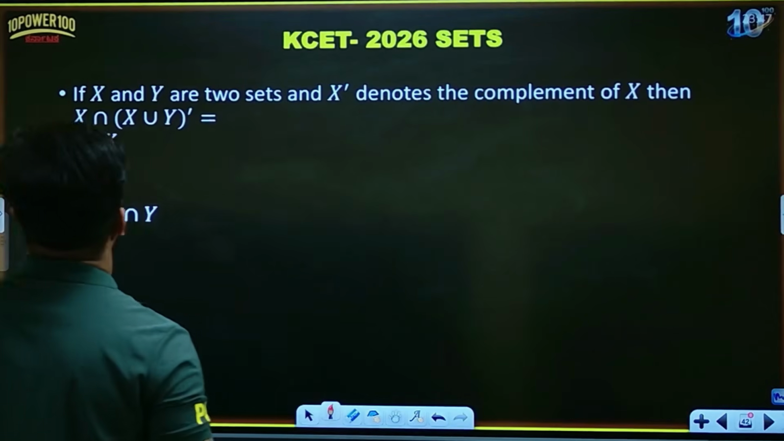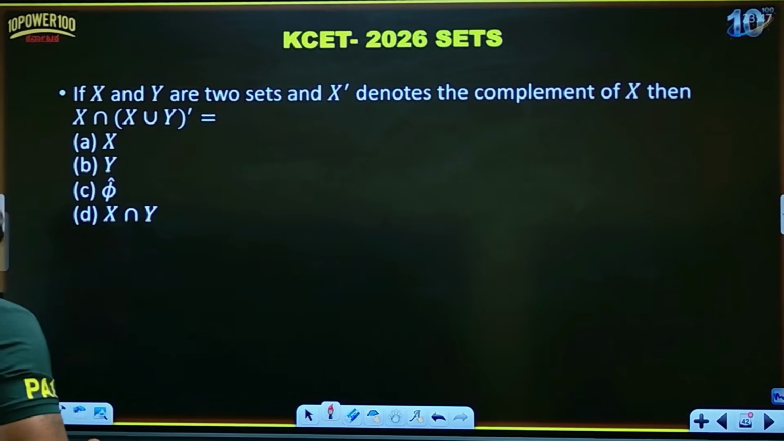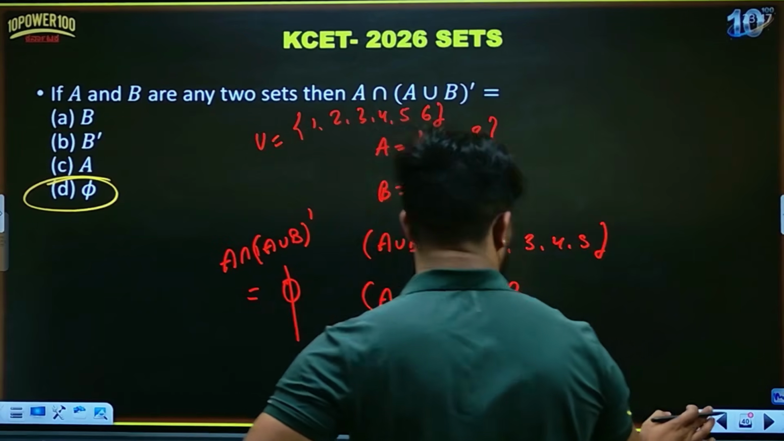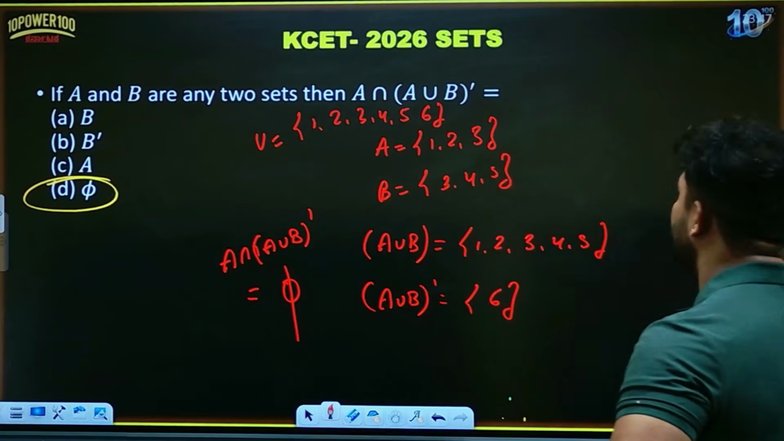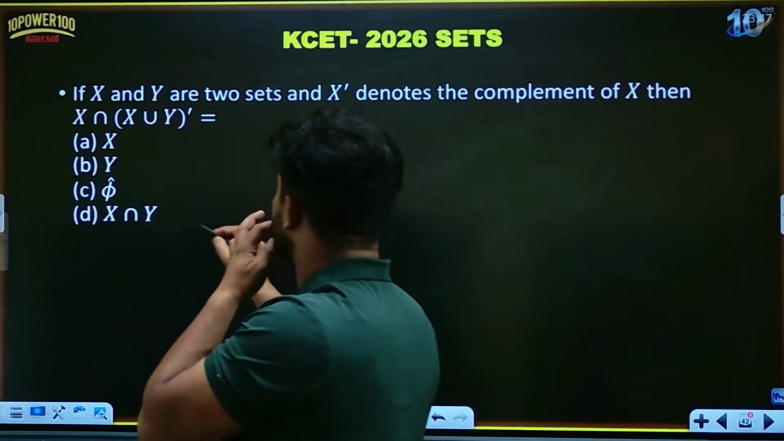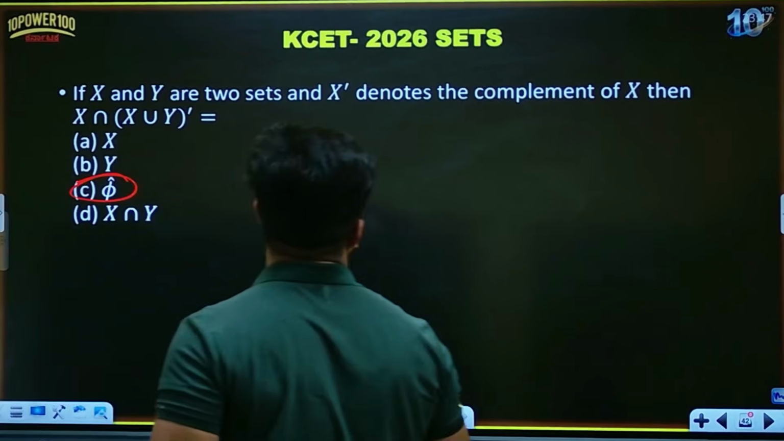Next, this has the same concept, same as (A union B) dash. Actually the answer is the null set. Null set is the answer.